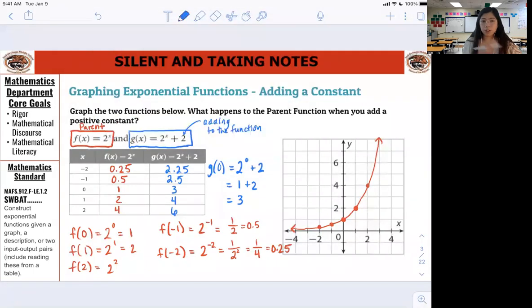g of x was the parent function plus 2. So let's see what happens when you add 2. So now I've got -2 comma 2.25, -1 comma 2.5, 0 comma 3, 1 comma 4, and 2 comma 6.